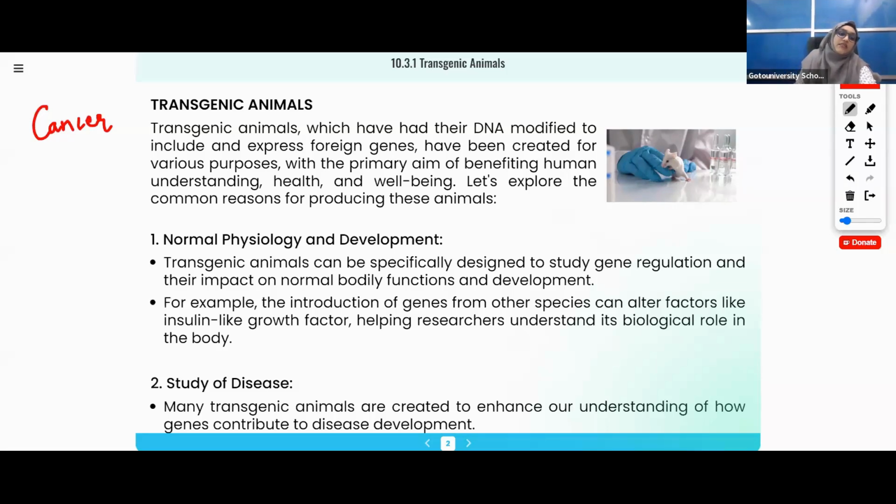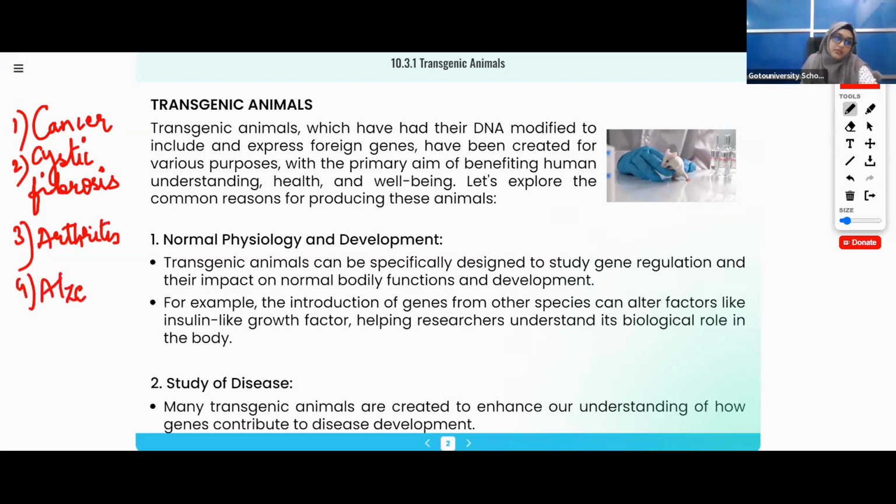So in your NCERT, they have given some examples, that is cancer, then cystic fibrosis, then arthritis. You know all these diseases, rheumatoid arthritis it is, then Alzheimer's. So for knowing all these diseases, these transgenic animals are playing a very important role.